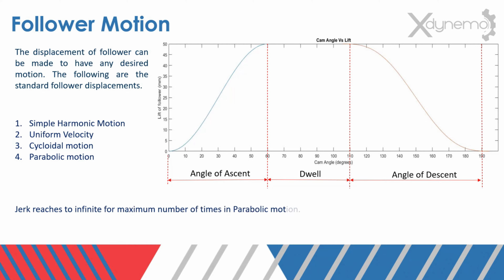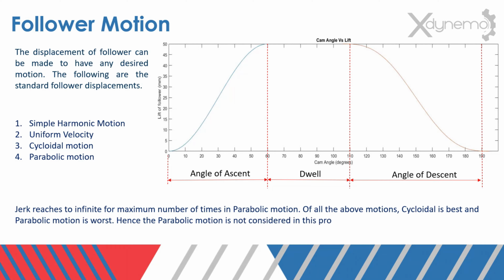Jerk reaches infinite for maximum number of times in parabolic motion. Of all the above motions, cycloidal is best and parabolic motion is worst. Hence the parabolic motion is not considered in this project. Now let us discuss these follower motions in detail.